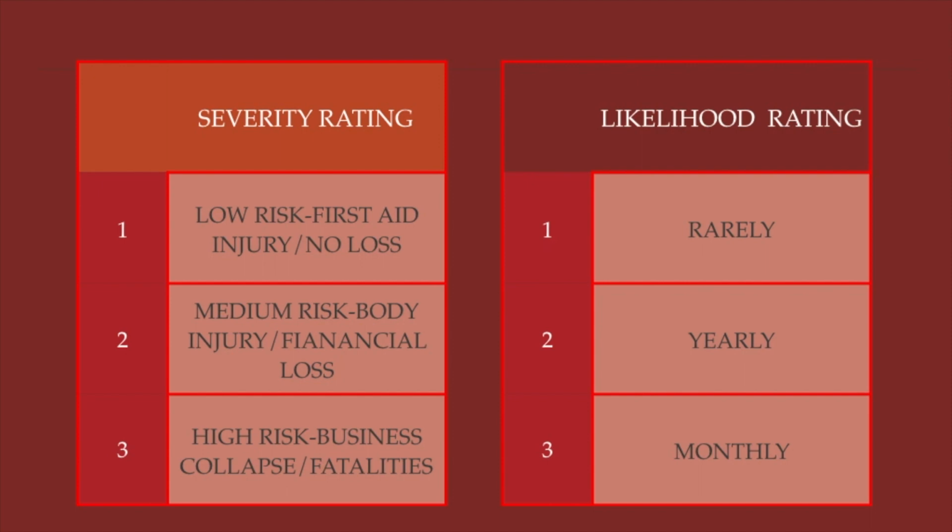This is a small matrix of severity and likelihood ratings, which is for a 3 by 3 square. It is rated from 1 to 3, in increasing order. So 1 is the lowest and 3 is the highest in both cases. In likelihood rating, 1 is rarely, 2 is yearly, and 3 is monthly. And in case of severity rating, 1 is low risk, no injury or a first-aid injury, and no loss. Second in severity is medium risk, bodily injury, financial loss. And third in severity is high risk, that is business collapse or fatalities.